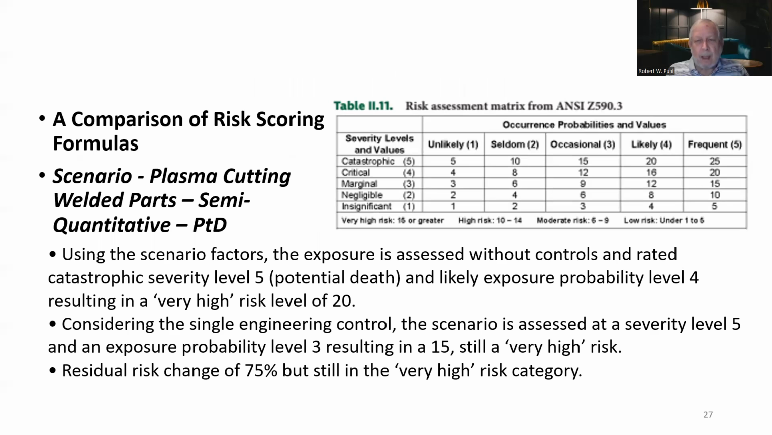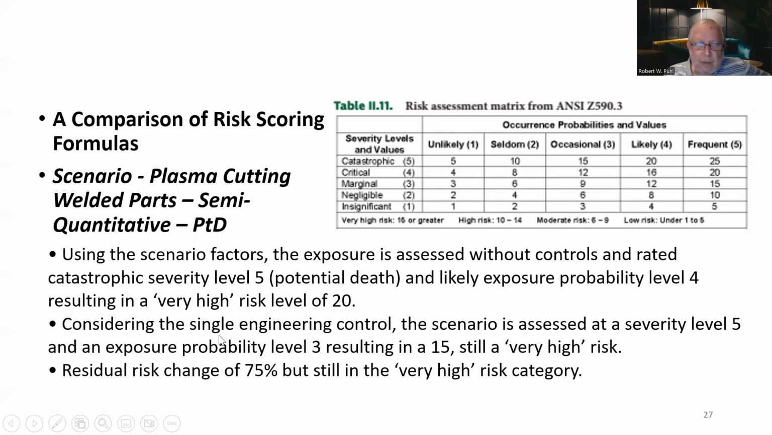So let's look at it. This one here is semi-quantitative because that's numbers on, okay? Using scenario factors, the exposure is assessed without controls and rated catastrophic severity level 5, potential death, and likely exposure probability level 4, resulting in a very high risk of 20. Okay. This is only giving you, okay, the severity's down here. It's a little confusing. All right, they're giving it only a 20, which is down here, which is very high risk. 15 or greater is very high risk. All right, 20, and that's their highest, okay.